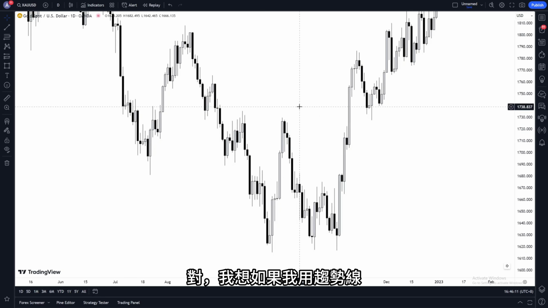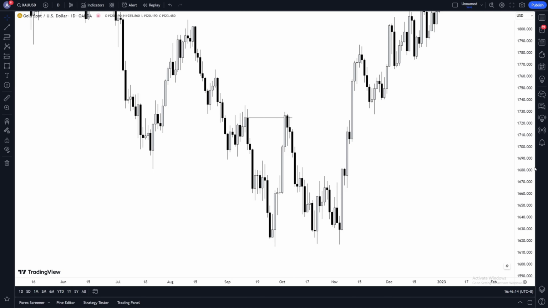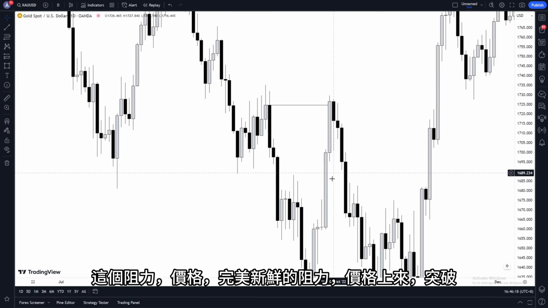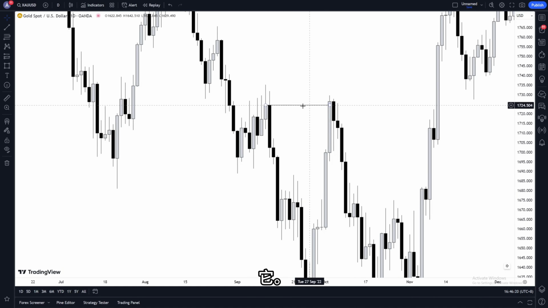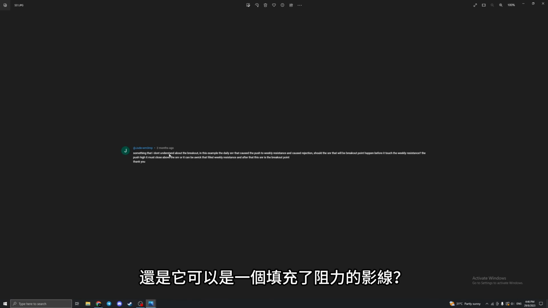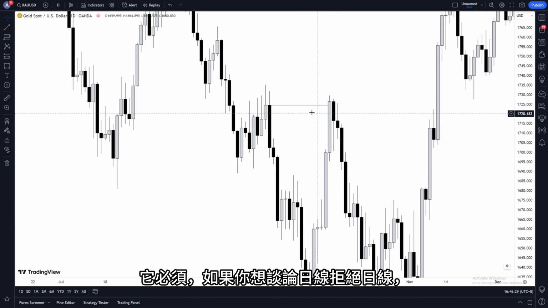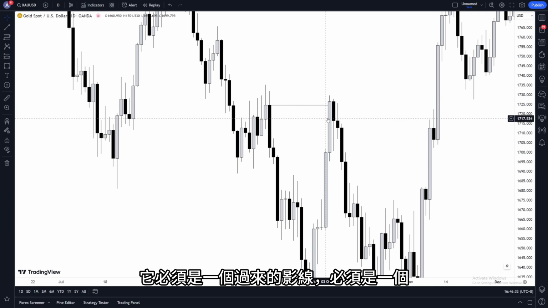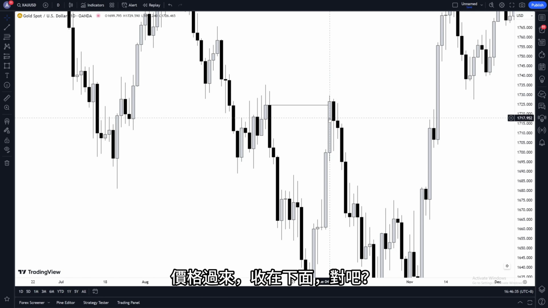I think it's better if I use a trend line. See? This resistance, perfectly fresh resistance, price comes up, breaks it, guys, it closed above. So if you look at this question again, the push high, must it close above the SNR, or can it be a wick that filled the resistance? If you want to talk about daily reject daily, it must be price that comes in and closes below, right?